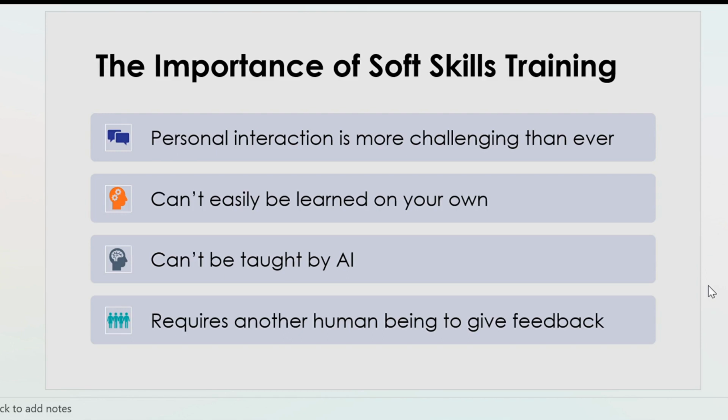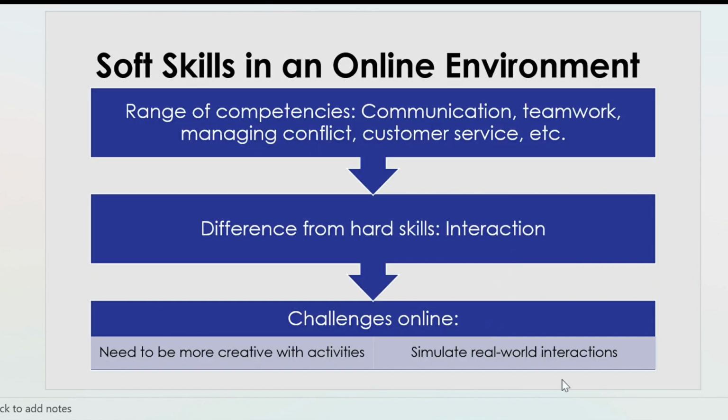And it can't be taught by AI. It requires another human being to give feedback and interact with. AI doesn't have the emotional intelligence to really get those nuances and understand whether somebody is getting the message, understand whether there's any misunderstandings, can't see the facial expressions, and understand what might be lying underneath what someone says. That requires another person.